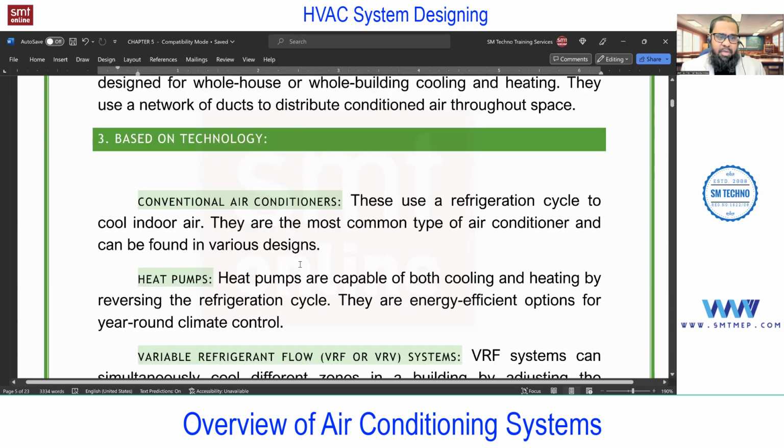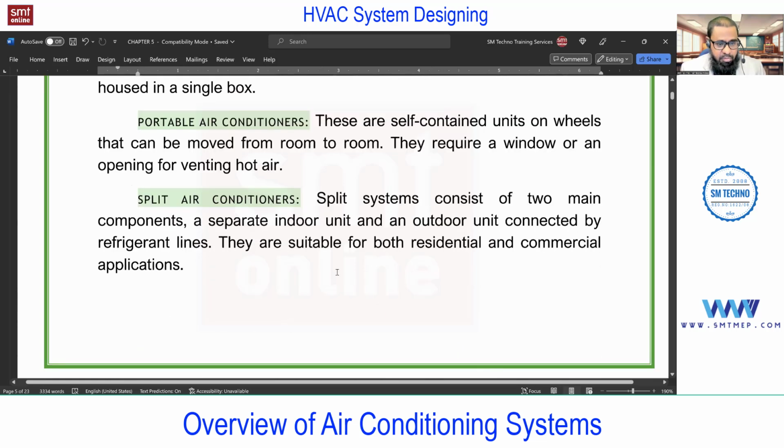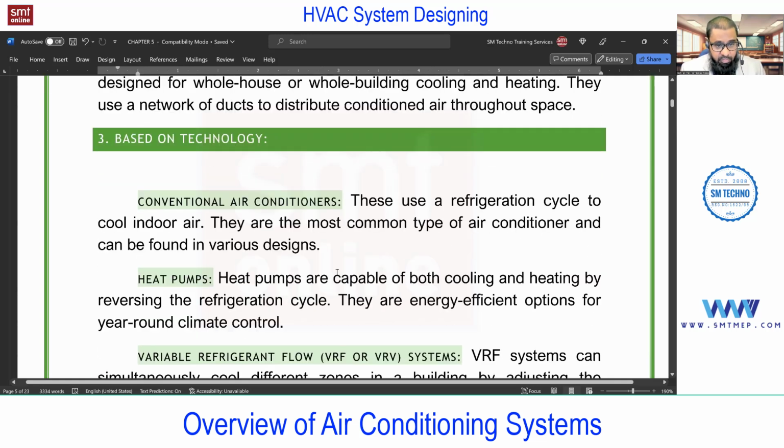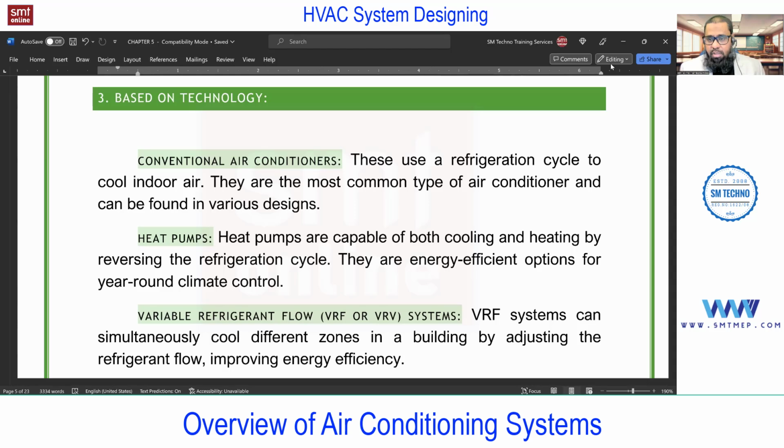Next classification is based on the technology. You see, first we have conventional air conditioning. Conventional air conditioning means using the vapor compression cycle. The technology behind conventional air conditioning is VCR. And everyone knows about the vapor compression cycle, what we discussed. The window AC works on VCR, the split, ductable split, all. Even in the chilled water system you'll find the vapor compression cycle inside the chiller. So there is a technology aspect. First is the conventional, using the vapor compression cycle.